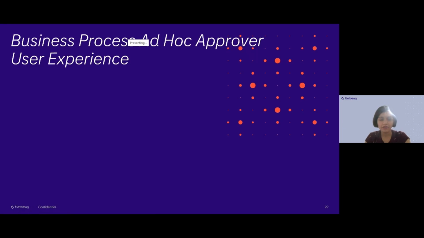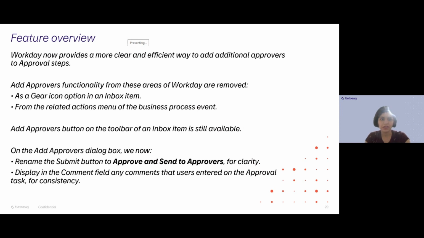Then continuing with the user experience theme, Workday has tweaked the ad hoc approver functionality in their business processes. So what they are doing now, the add approver functionality has been removed. We have earlier seen that on an inbox item, we would see a gear icon where the add approvers option would be there.